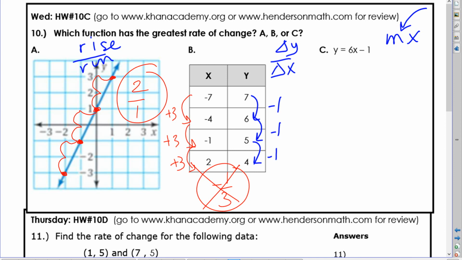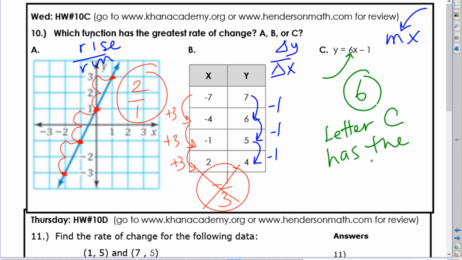And this one here has a coefficient of 6, so the rate of change will be 6. And 6 is greater than 2. Therefore, letter C has the greatest rate of change. So letter C has the greatest rate of change. So I'm going to be a little lazy here and abbreviate rate of change to ROC.